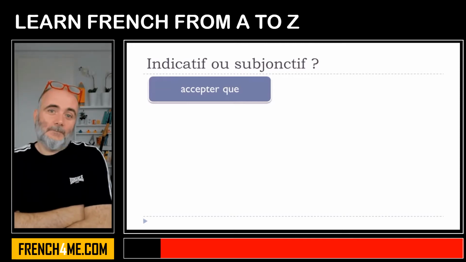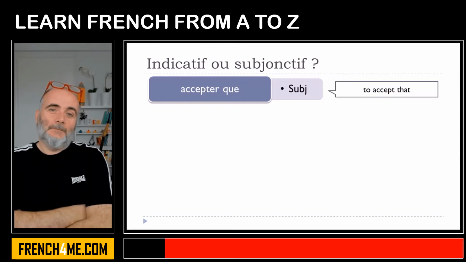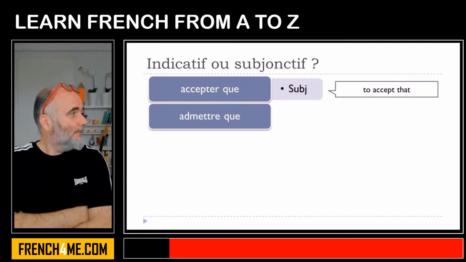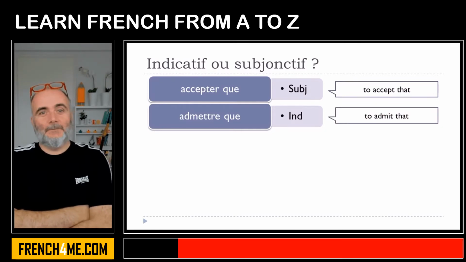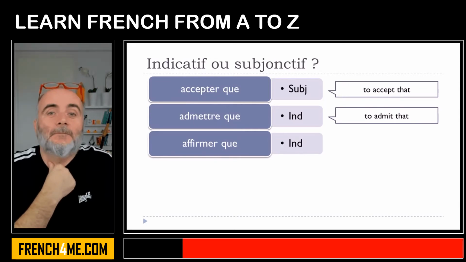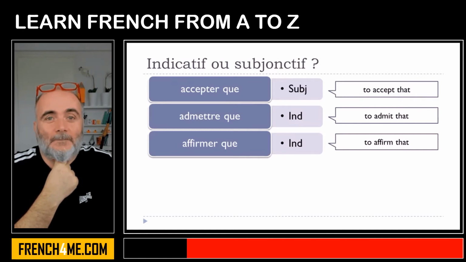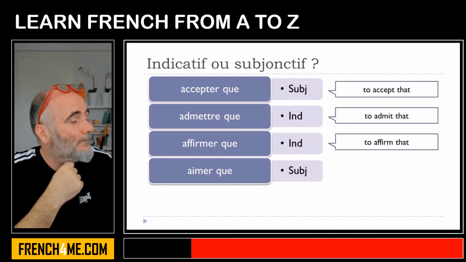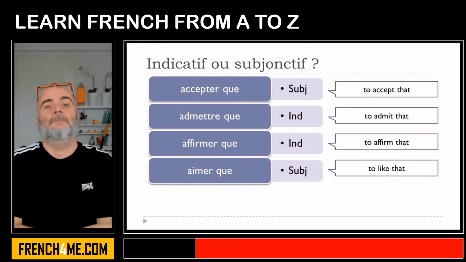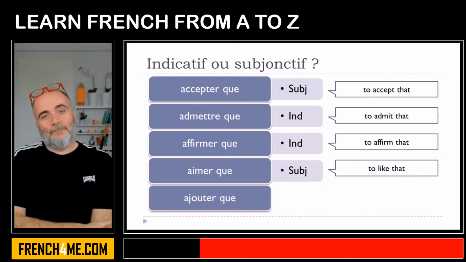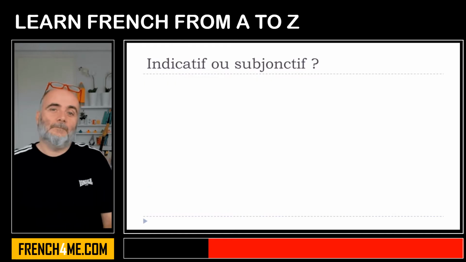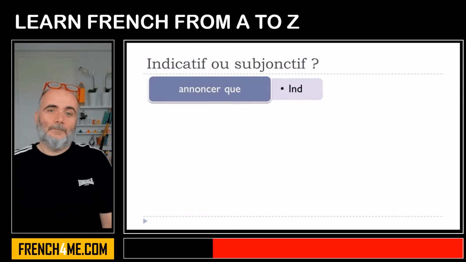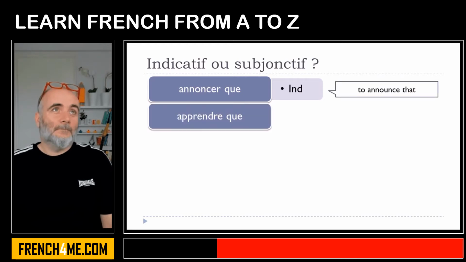Accepter que. And then you will put subjonctif after. And this is the meaning. Admettre que. Indicatif. Affirmer que. Indicatif. Aimer que. Subjonctif. Ajouter que. Indicatif. Annoncer que. Indicatif. Apprendre que. Indicatif.